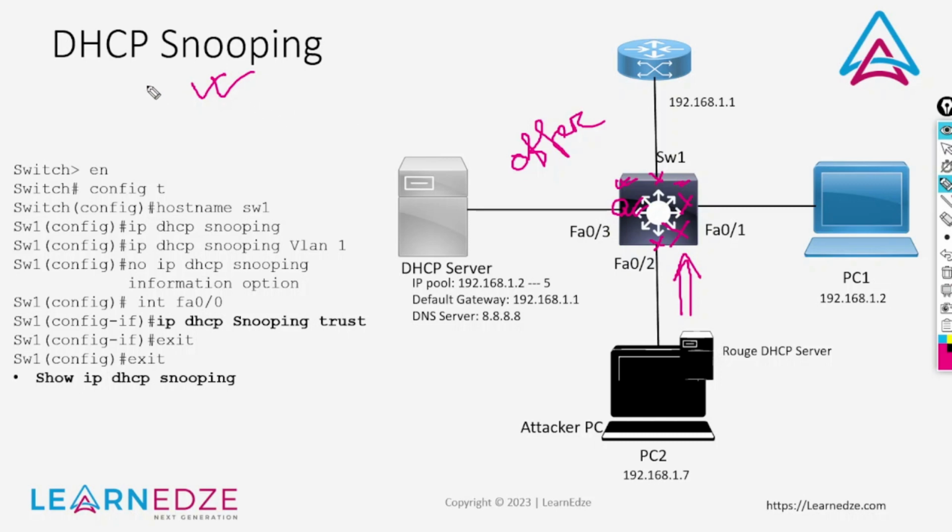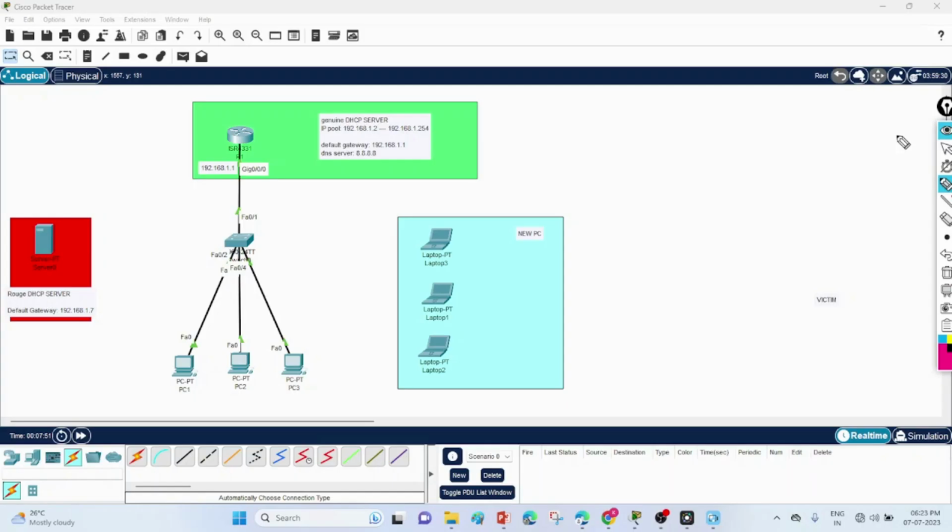Now let's check this whole process in a practical way in the Packet Tracer scenario. So here in this scenario, we are going to understand DHCP snooping. Let's consider this network where R1 is a genuine DHCP server having an IP pool from 192.168.1.2 to 192.168.1.254 and having a default gateway of 192.168.1.1 and DNS server address of 8.8.8.8. I have already configured this IP address on this router's interface.